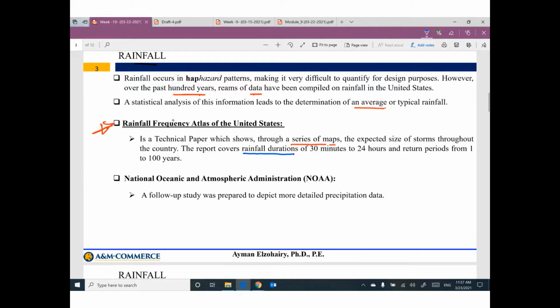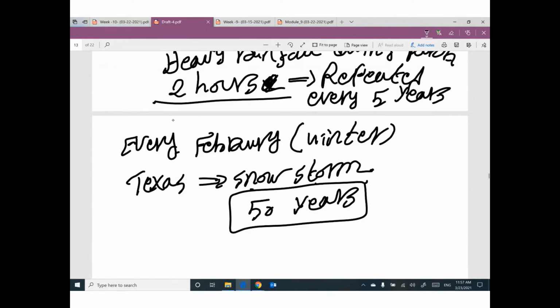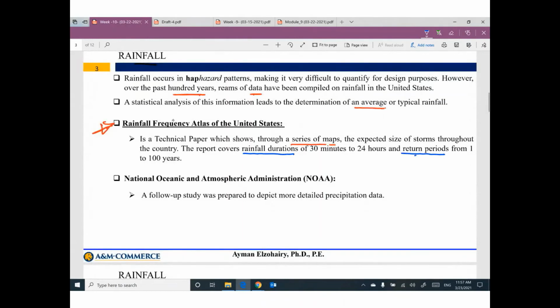What is the meaning of return period? Return period means, for example, the snowstorm that hit Texas this year will return one more time after 50 years. So next year, we will not expect it. The year after, we will not. The year after and after, we will not, because this snow will be repeated after 50 years. I'm not talking about fact, but I'm talking about an example. So we have something called return period or frequency.